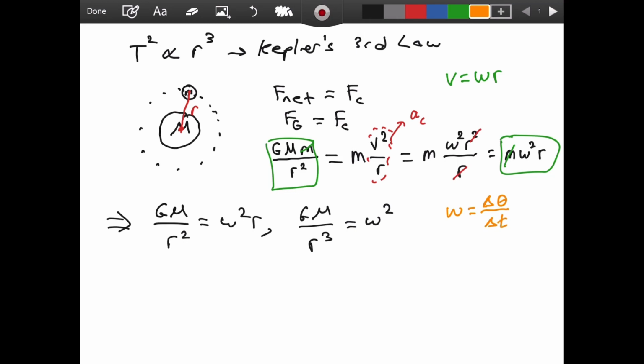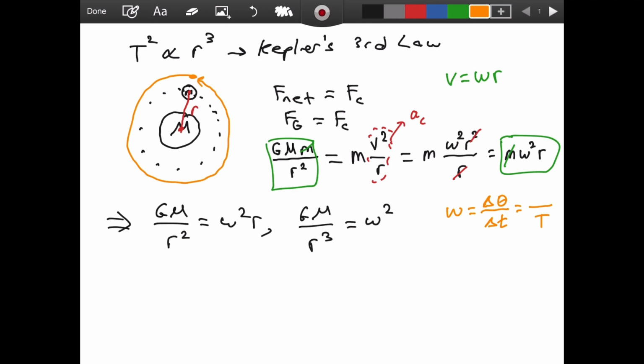Well, if we are interested in finding the period, because that's what we are trying to do, we are trying to prove Kepler's third law, then for time we should have period, which simply means the time that it takes for the orbiting object, whatever that is, to complete one full revolution. So if it starts here, it goes all the way here, and it arrives here, and when you look at your time, the time that passed is your period.